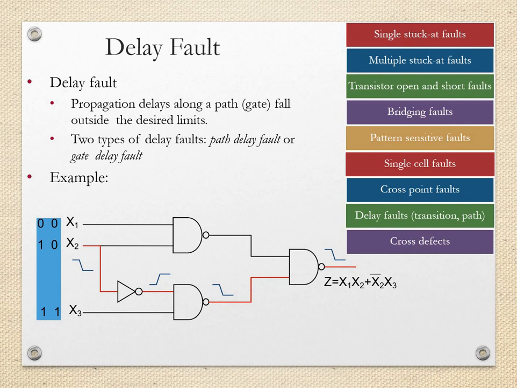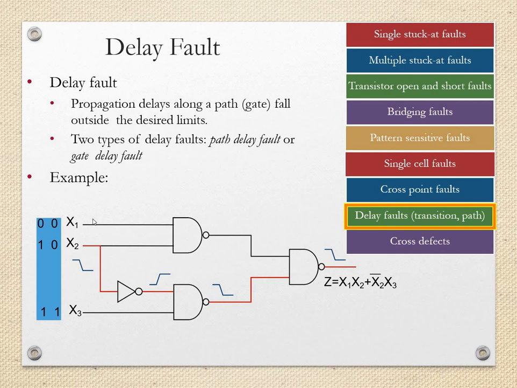Then the next is delay fault. The propagation delay along a path falls outside the desired limit, and there are two types of delay faults. It may be path delay fault or the gate delay fault. So whenever the signal is applied to this combinational logic, how the signal will be traveling, how much is the path length traveled by the signal, as well as how many devices it has to propagate through, that will decide the total delay. And if the delay is mismatched, then that may result into some fault.